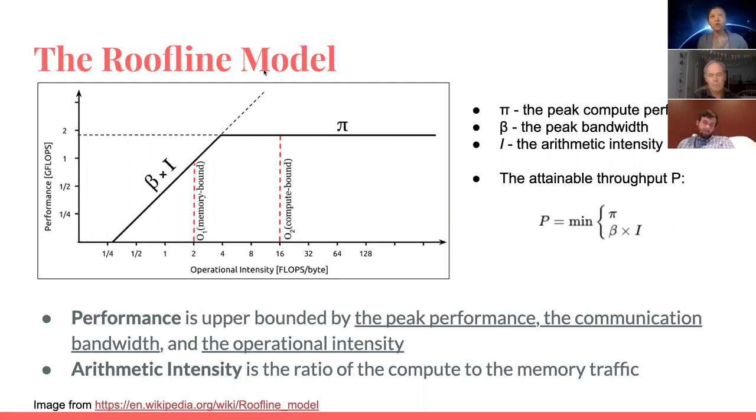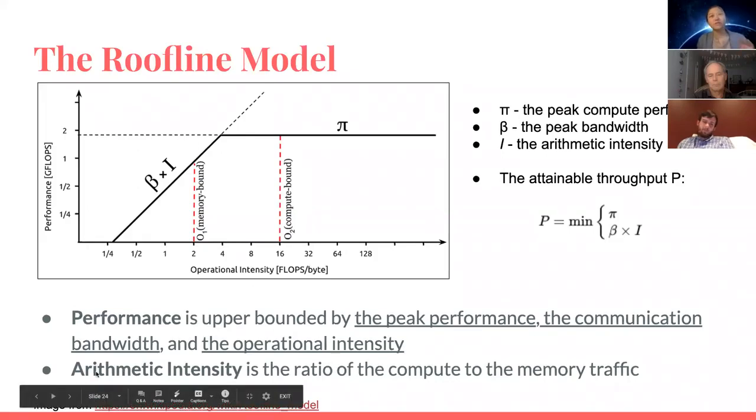The roofline model pretty much says that the peak performance of an accelerator is either bounded by the peak communication bandwidth, which is this tilted roofline, or the peak compute performance, which is the pi here. Which design point your workload will fall into on this roofline model is really dependent on the operational density of your workload. It's also called operational density. It's also called arithmetic intensity.